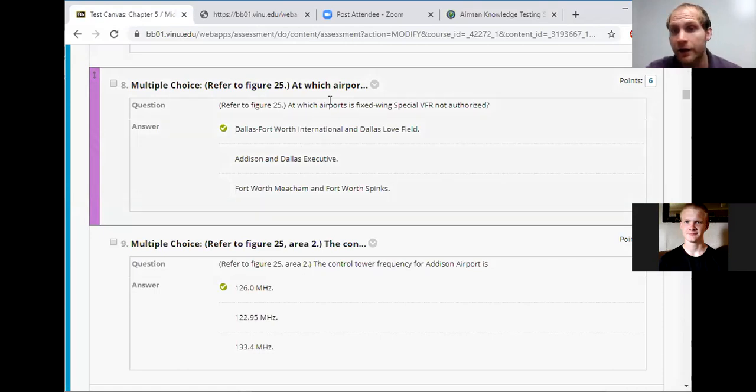And there's a good review for you to get your brain warmed up. At Dallas Fort Worth International and Dallas Love Field, we pointed both of those out to you. They do not authorize special VFR for us fixed wing pilots.